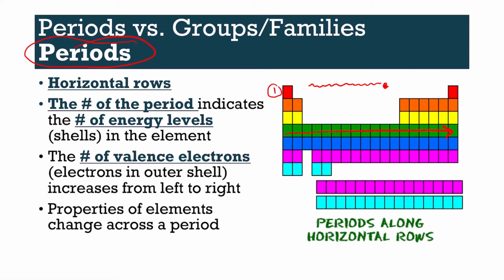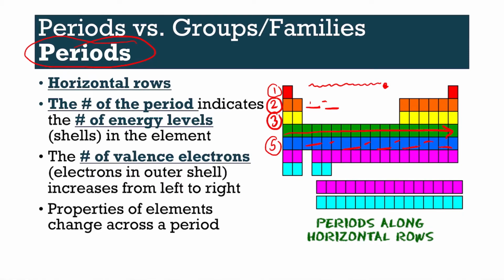So this first row would have 1 energy level. This second row would have 2 energy levels, 3, 4, and all the way down. So how many energy levels would period 5 have? Okay, so period 5, you go down, has 5 energy shells. And you can even see that in your electron configuration. You'll see 5 numbers, number dash number dash number dash number. Whereas if you're on the second shell, you only see 2 of those numbers.